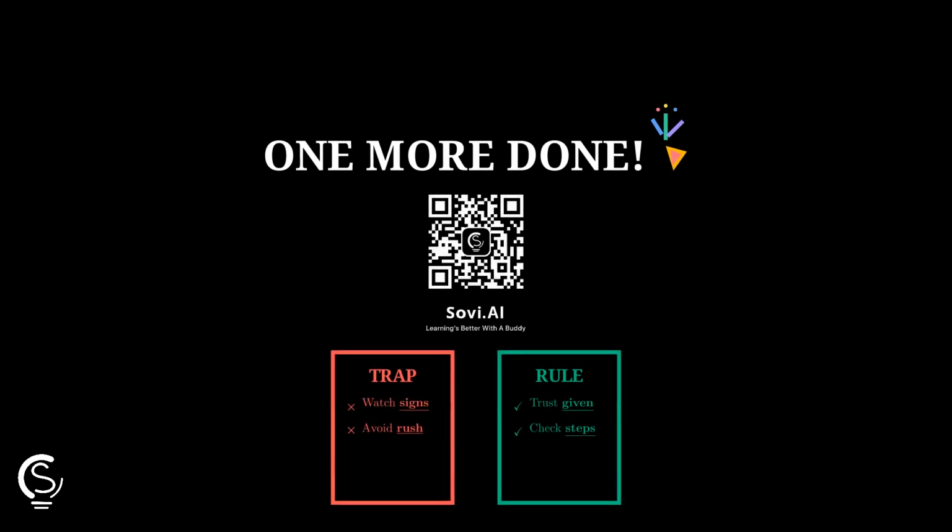Don't rush by matching labels alone. Trust the given phenotype difference and check how the deletion changes the protein.